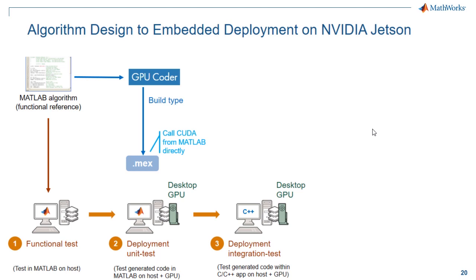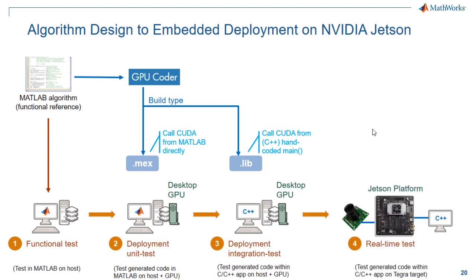Still, you would be on your desktop GPU, but this is moving us one step closer. At this point, within MATLAB, inside of GPU Coder, you can change the build type to generate a .lib file. Once you generate the .lib file, you can incorporate it into your larger C or C++ application, and run this on your desktop GPU just to make sure that everything is performing as you expected. Assuming everything works out there, the next step could be looking at how to migrate this onto your Jetson platform.